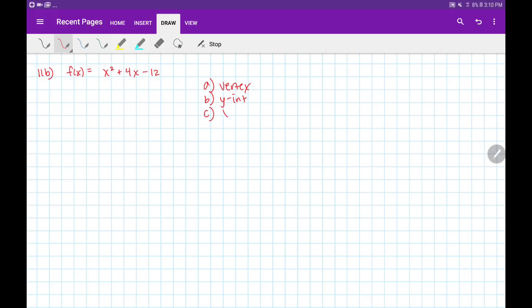And then C, you'll find your x-intercepts. Remember, your note for that is to set the y equal to 0. Remember, for your y-intercept, you'll set the x equal to 0. It's basically flips. And then for your vertex, see if you remember the formula. In standard form, it's x equals negative b over 2a. Okay, go ahead, give it a shot.